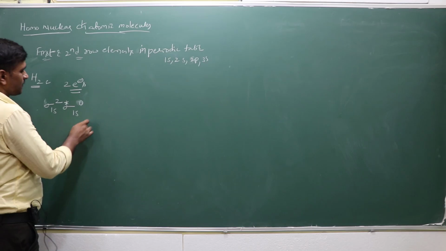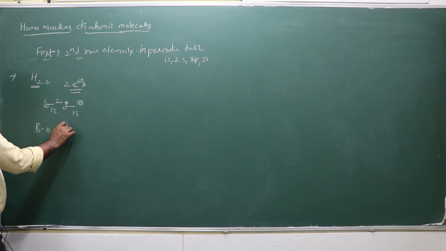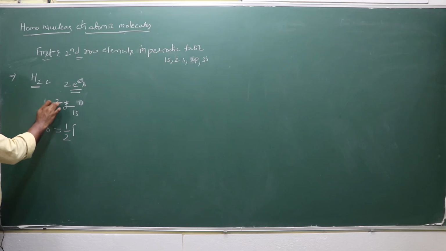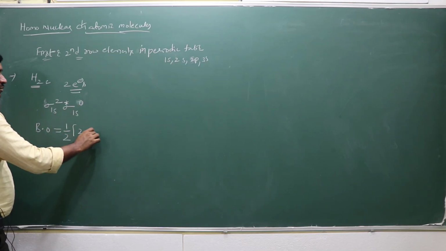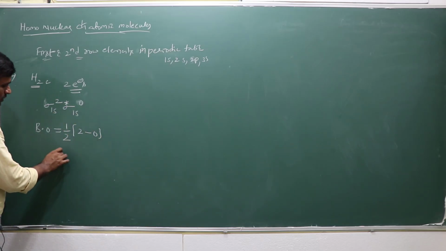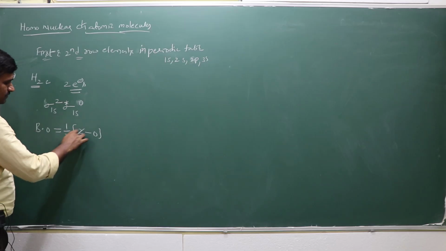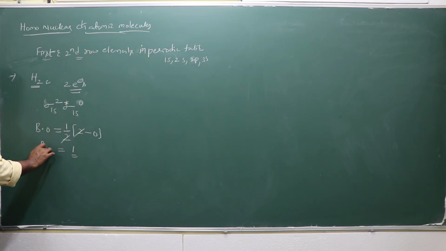So now here, bond order is how much? Bond order is equal to half into the number of bonding electrons minus anti-bonding electrons. How many bonding electrons are there? Sigma 1s is bonding, 2 electrons. Anti-bonding, how many electrons? 0. Sigma star is anti-bonding, 0 electrons. So how much is the bond order? Bond order is equal to 1.